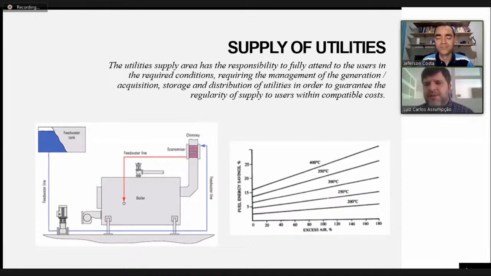So in the picture you can find a steam generation system, and at my right we can find a relation of fuel gas, fuel energy savings and the percentage of excess air. So all depending on your process, you have to find the ideal place to put your utility in quantity and quality for your needs.